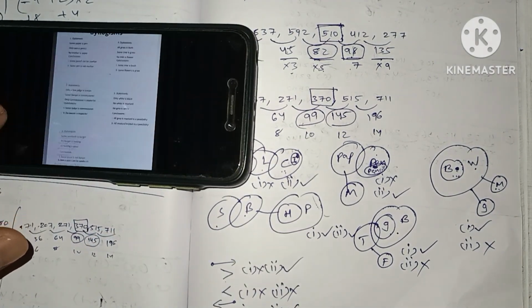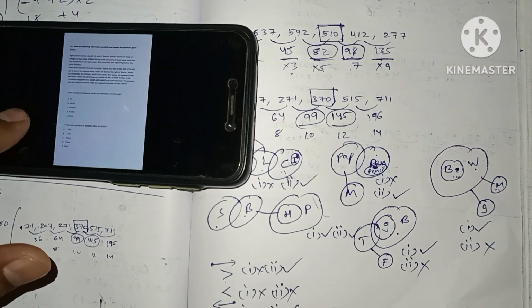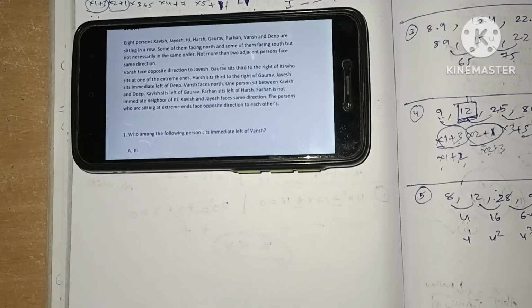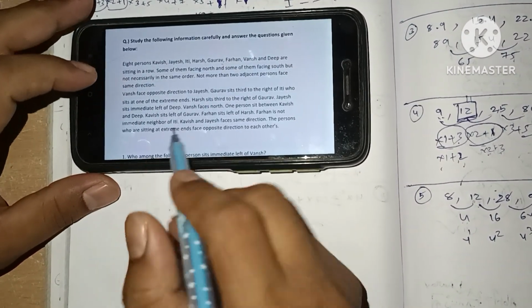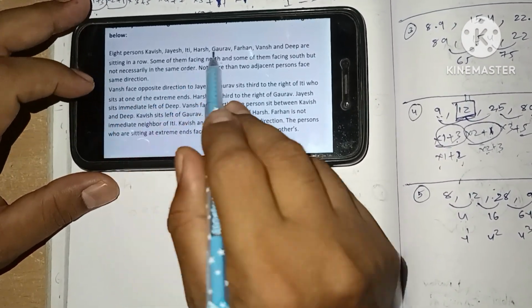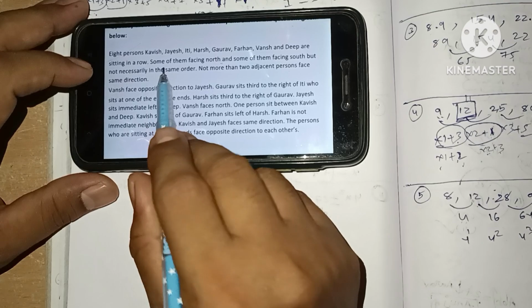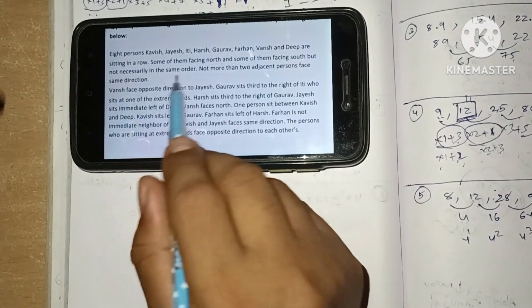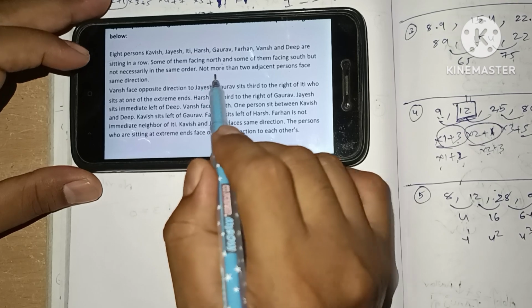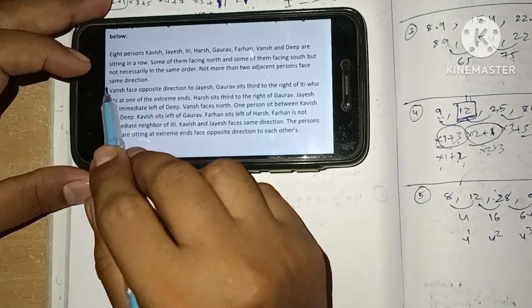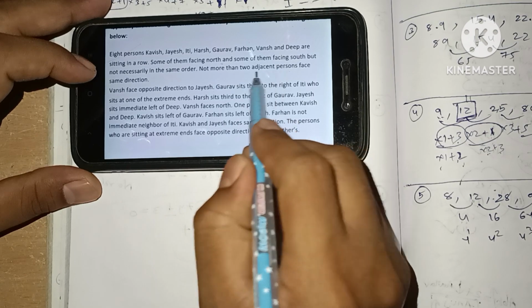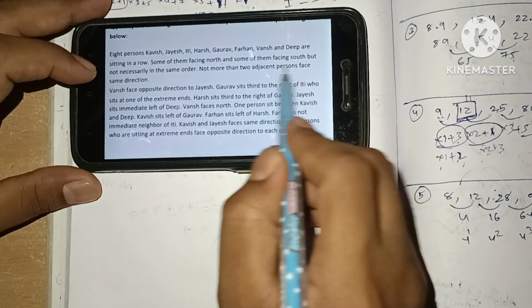Now we are going to solve a reasoning puzzle. Now this puzzle is 8 persons are sitting in a row, some of them facing north and some of them facing south, but not necessarily in the same order. Not more than two adjacent persons face same directions. We need to remember this note. Not more than two adjacent persons facing same direction.